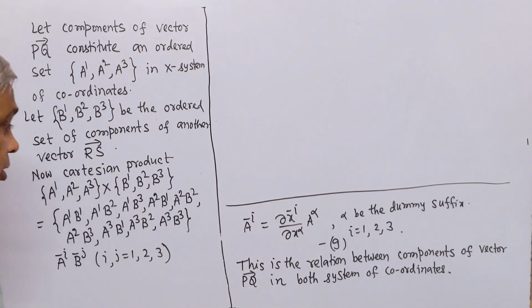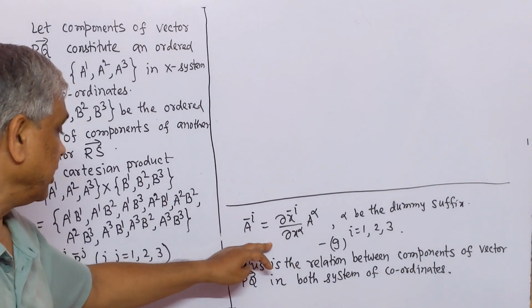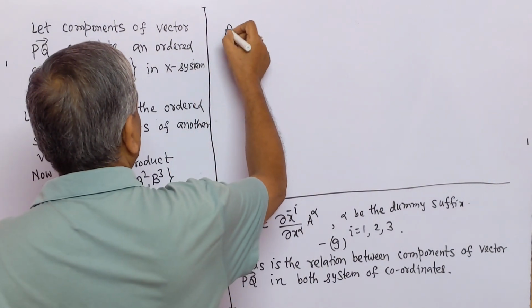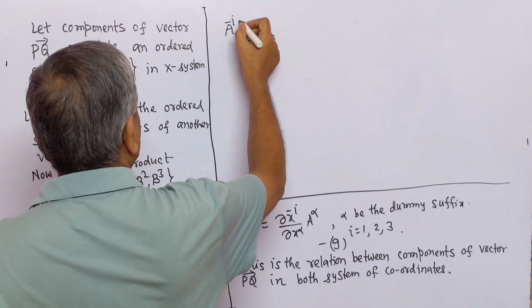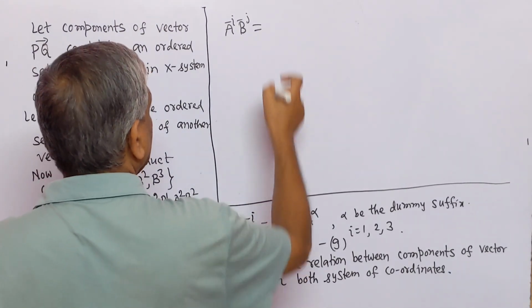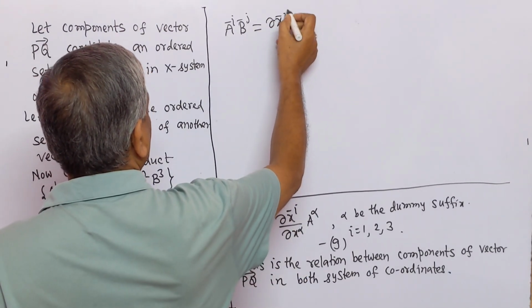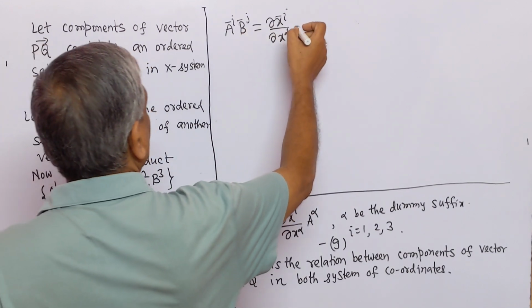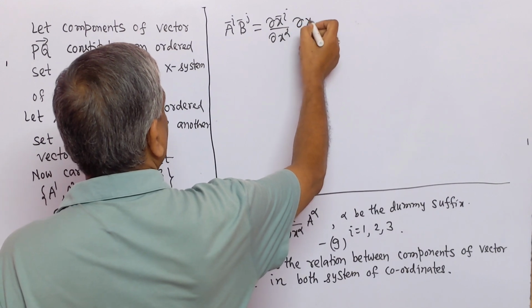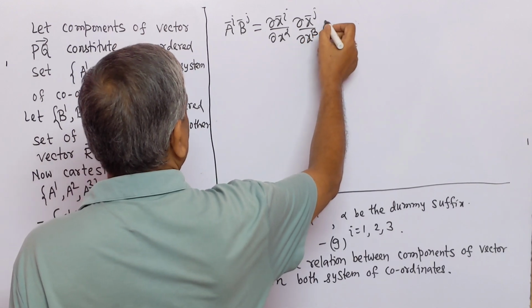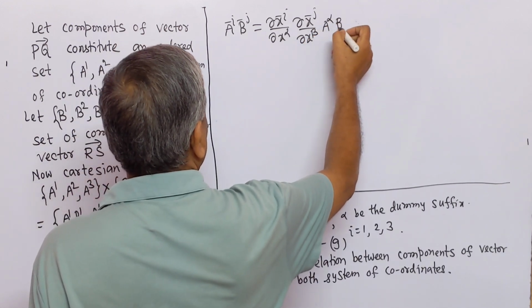And let, similar to 9, the components in the two systems of coordinates be A bar i, B bar j. For this we write this partial derivative del x bar i by del x alpha, and for this we write the partial derivative del x bar j by del x beta, and here A alpha, B beta.